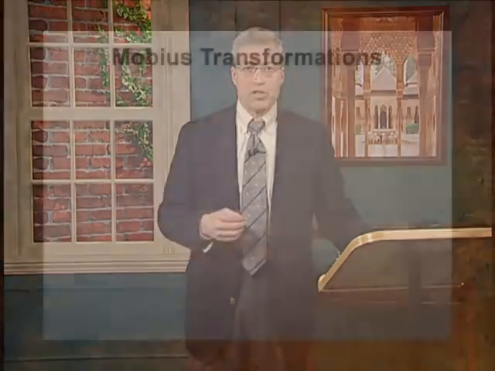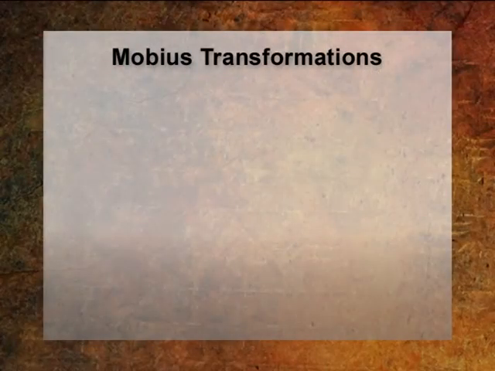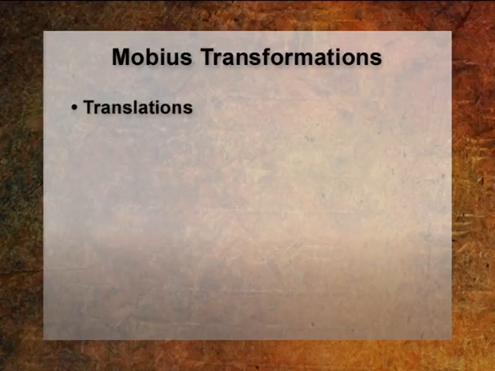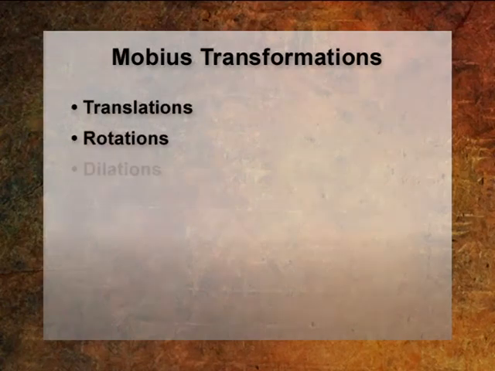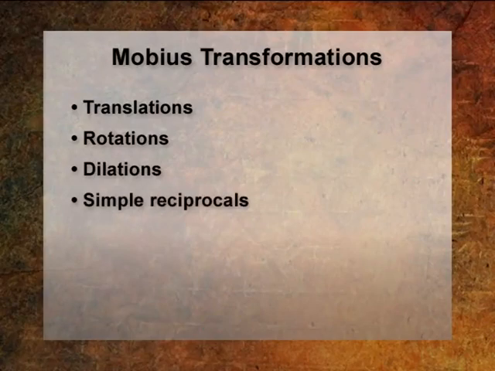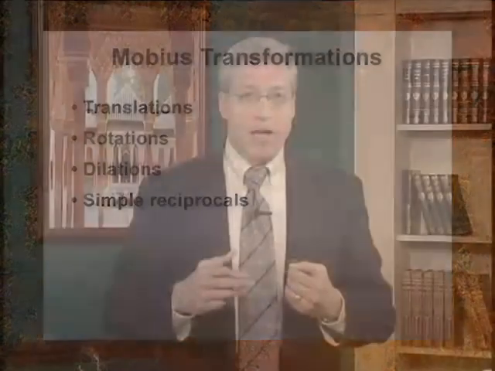Actually, Möbius was not the first person to come up with this idea of a one-sided band. Johann Listing was the first person to do it about a decade earlier, but Möbius made it famous. Now, the group of transformations that Möbius looked at were made up of translations, rotations, dilations, and simple reciprocals.